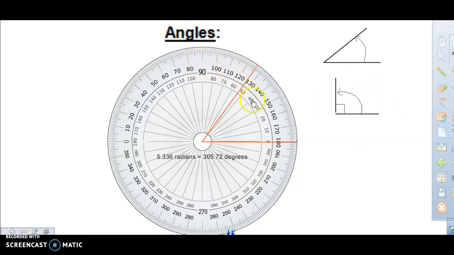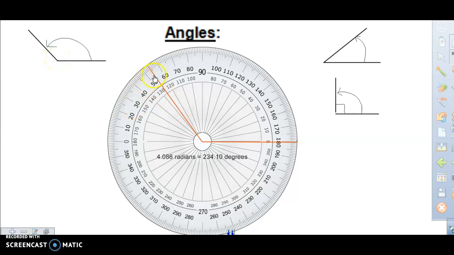So now if this side turns from 0 and goes all the way past 90 and stops somewhere between 90 and 180 degrees, it forms an angle that looks like this. And it turned from here to there. It's now lying between 90 and 180 degrees, which means this is an obtuse angle. Obtuse means it's a bit blunt, it's not very sharp.